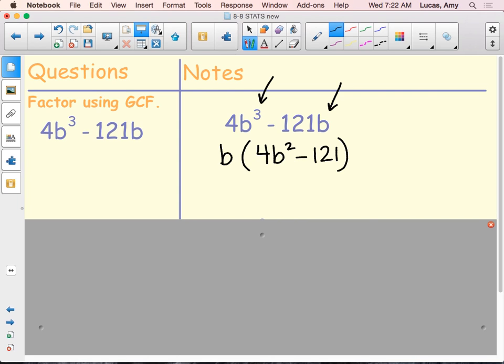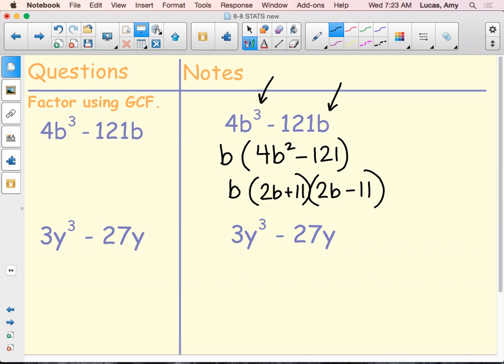So 4b to the third power is not a perfect square, but 4b squared is a perfect square because it would be 2b times 2b. And 121 is 11 times 11. So b on the outside that we factored out for the GCF, and then we'd be left with our binomials, 2b plus 11 and 2b minus 11.